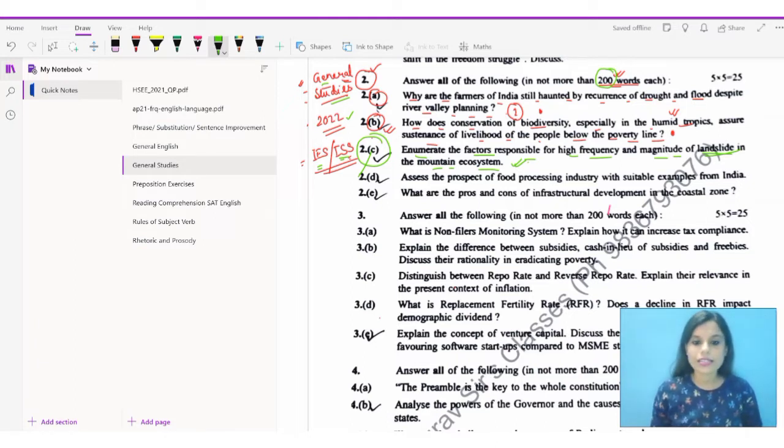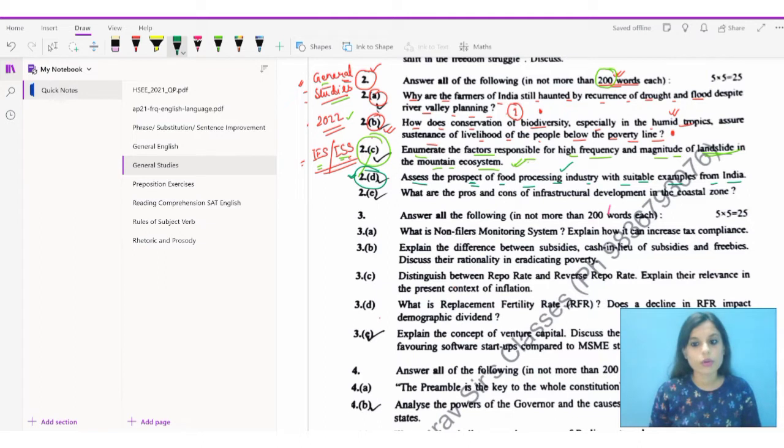So in today's class, we are going to focus on only one question, that is number 2D, which says: assess the prospect of the food processing industry with suitable examples from India. So the prospect, like how profitable will this industry become one day in India, and are there any future prospects of this food processing industry? How is it going to help India in its growth and development? That is what we need to talk about over here.